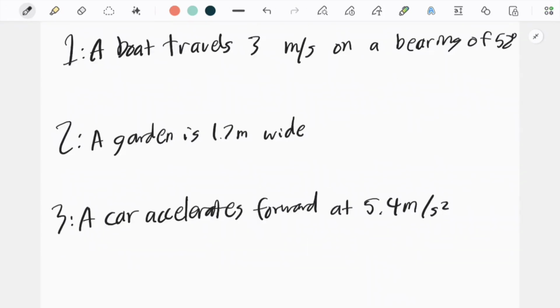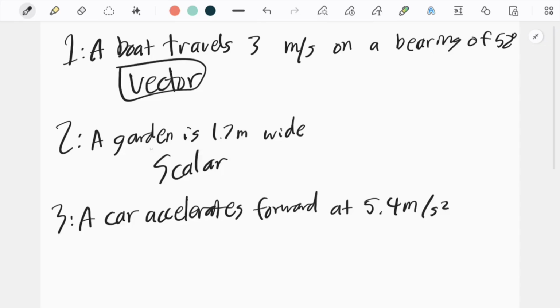Now, let's have some practice identifying the difference between scalar and vector quantities. So first, let's look at number 1. A boat travels at 3 meters per second on a bearing of 52 degrees. And this one has magnitude, size, and a direction. So that means it's a vector. And number 2, it has magnitude, 1.7 meters, but it doesn't have direction, which means that it's just a scalar.